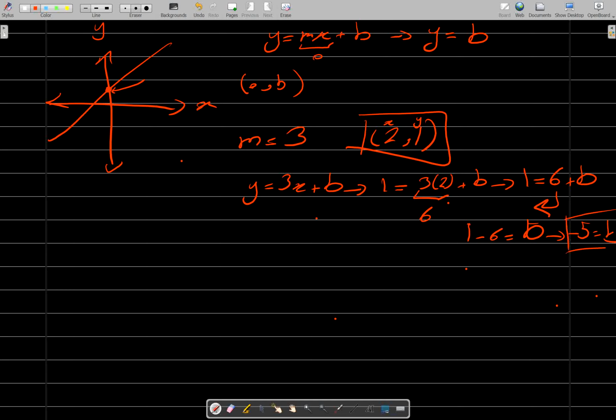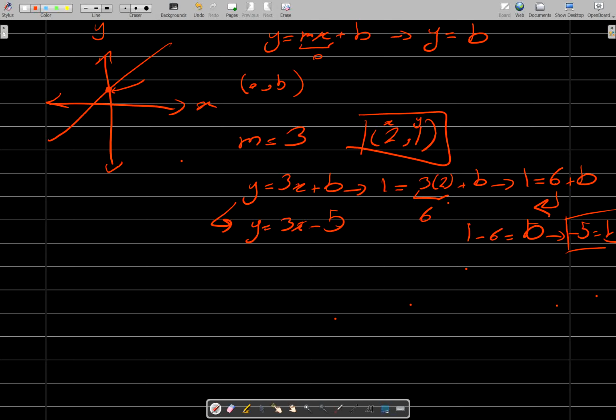We solved the problem. So we have the b, and I'm going to plug it in again. y is equal to 3x plus, actually it's not plus, it's minus. So we have 3x plus negative 5. I'm just going to write it down again. Minus 5. So as you can see.